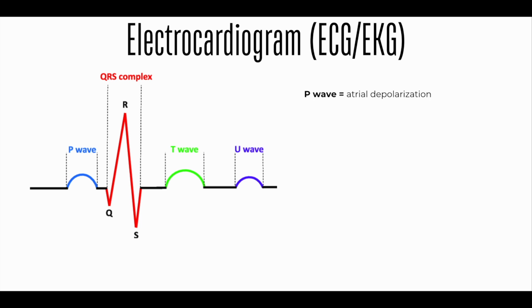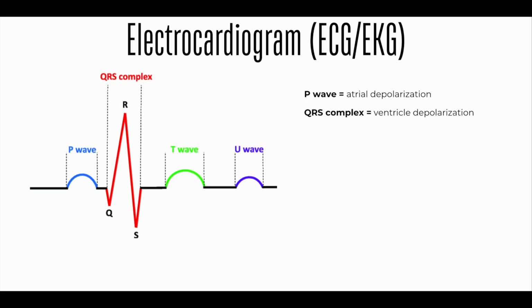After the P wave, we have the QRS complex. The QRS complex signifies ventricular depolarization or ventricular contraction. The QRS represents the Purkinje fibers since there is ventricle depolarization. Also, the delay that's occurring between the end of the P wave and the beginning of the QRS complex, that's going to represent the AV node.